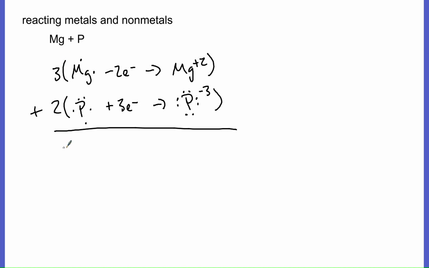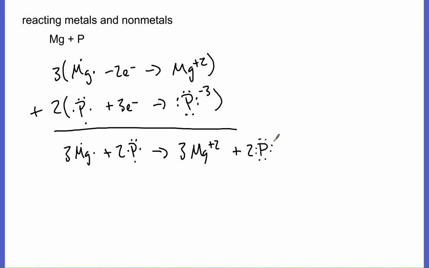If I do this in terms of adding these 2 half reactions together, I actually have 3 magnesiums here, but each one of those magnesiums had 2 dots, and 2 phosphorus atoms here, each one having 5 dots, and they're going to react together to make 3 magnesium ions that have no dots, and 2 phosphide ions that have 8 dots, right? So I actually have all electrons accounted for in this overall reaction.